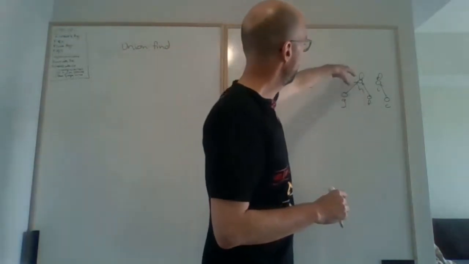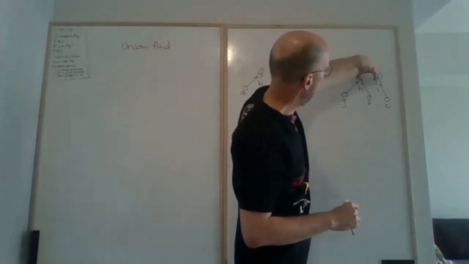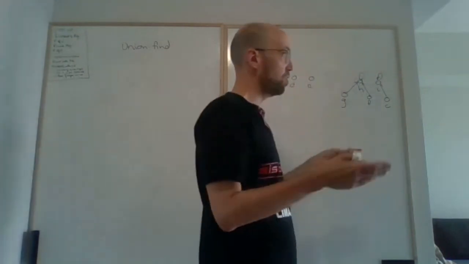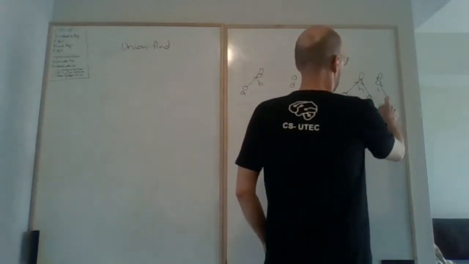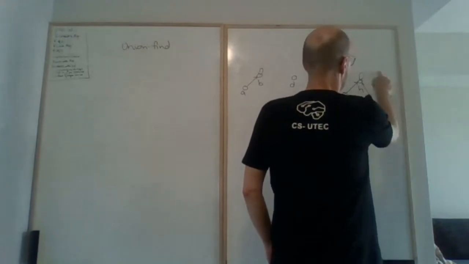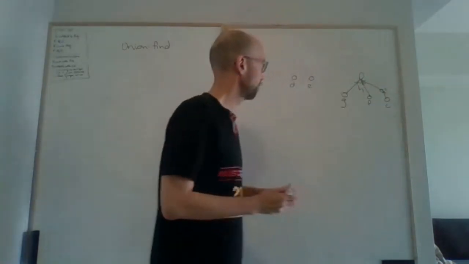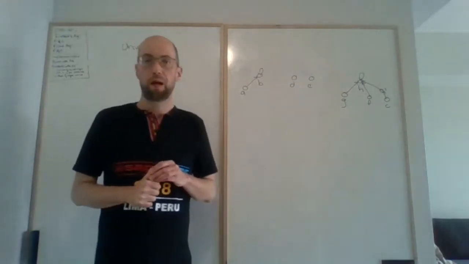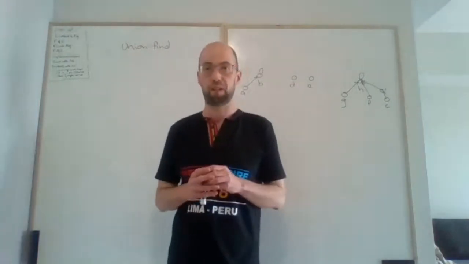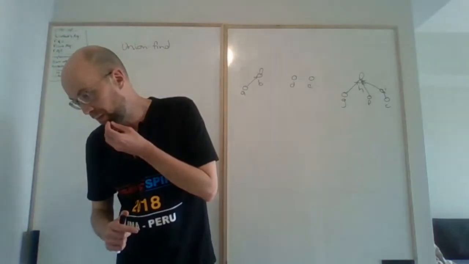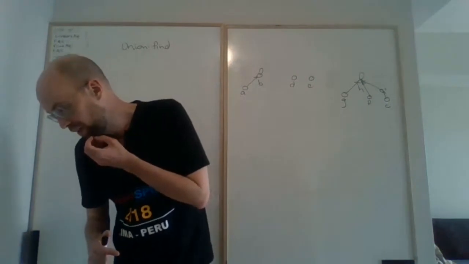So find F returns H, find C returns I. And now they're different, so I can put that edge which joins those two trees. And I always want to make the smaller tree point to the bigger tree. So this becomes C points to I, and I points to H. Can we do here B points to A? Yes. In that case, because the tree is the same size, it doesn't matter. FC, and then, okay.